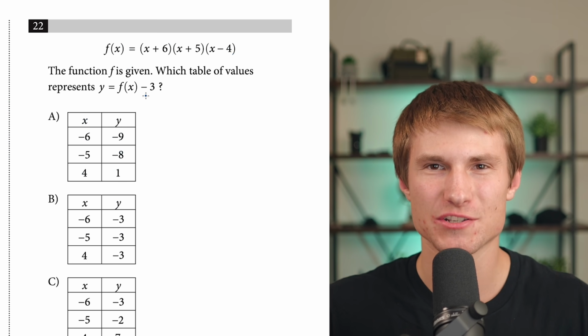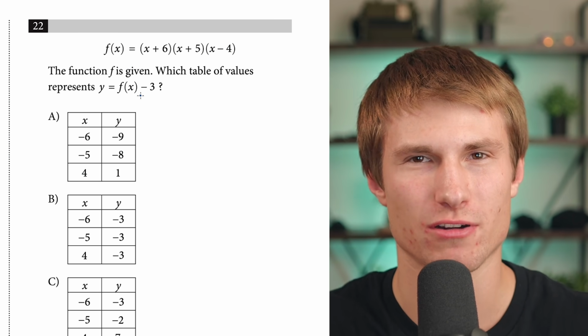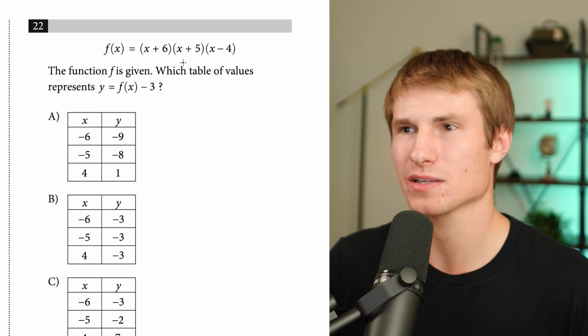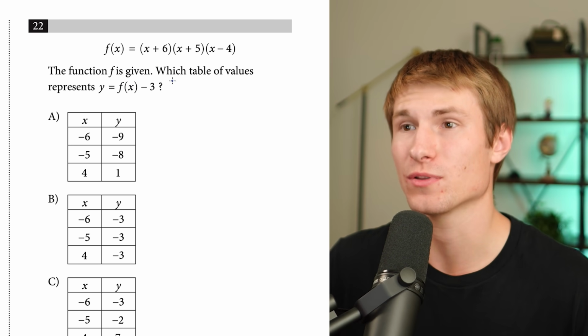Here's how to quickly answer this SAT math question by understanding zeros. Question 22 states f of x is equal to x plus 6 times x plus 5 times x minus 4. The function f is given.